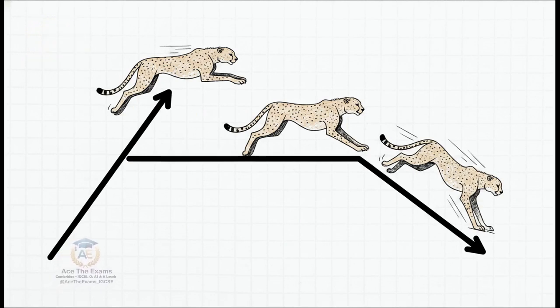Then, when that line goes perfectly horizontal, it means the cheetah has hit its absolute top pace and is maintaining a constant, blistering speed across the savanna. Finally, a straight downward-sloping line means constant deceleration. The cheetah is exhausted and slowing down after the sprint. And just like we saw in the last section, the steepness, or the gradient of those lines, tells us the exact rate of that acceleration or deceleration. The steeper the line, the harder the cheetah is pushing.